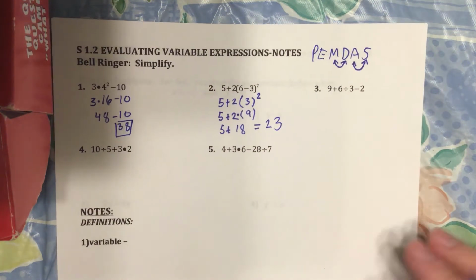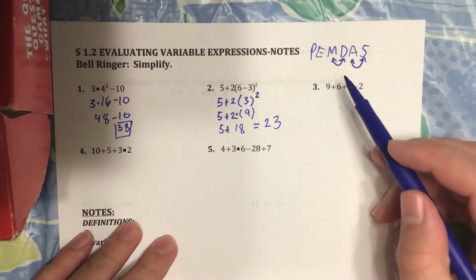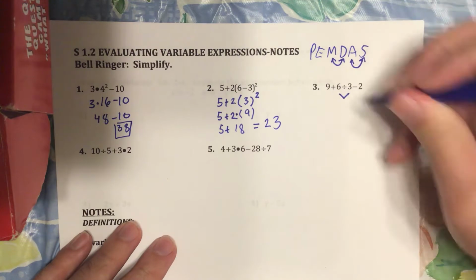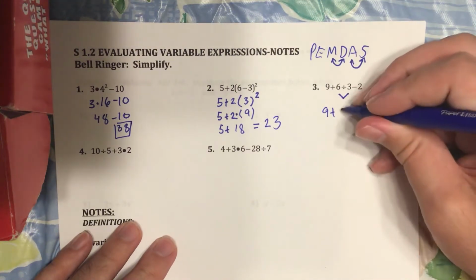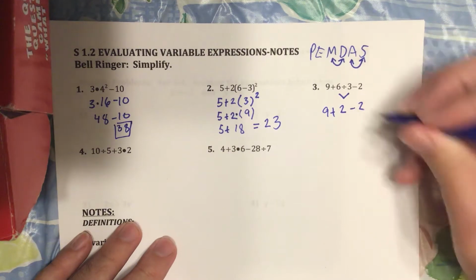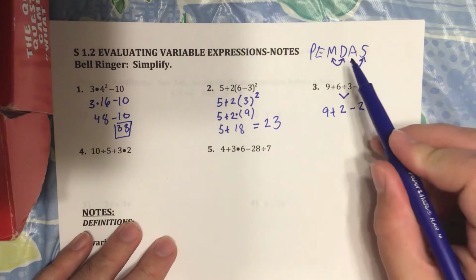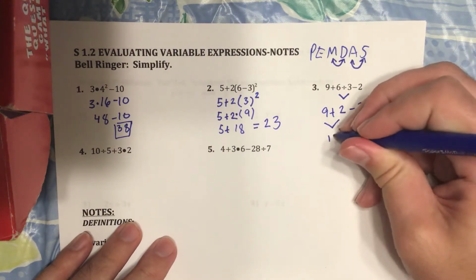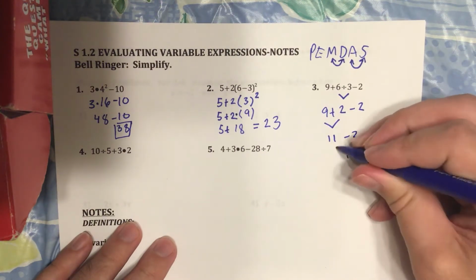Okay, the next one. No parentheses, no exponents. Cool. We're going to go right to multiplying or dividing. We see division, so we do take care of that first. 6 divided by 3 is 2. Leave everything else alone. And we have only adding and subtracting left, so we're going to go left to right. So 9 plus 2 is 11. And 11 minus 2 is 9. And all done.